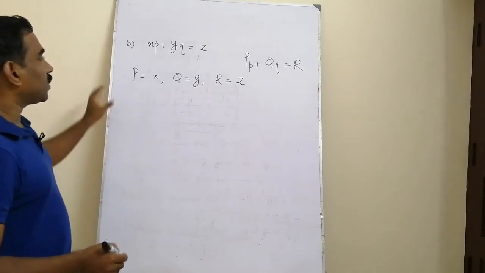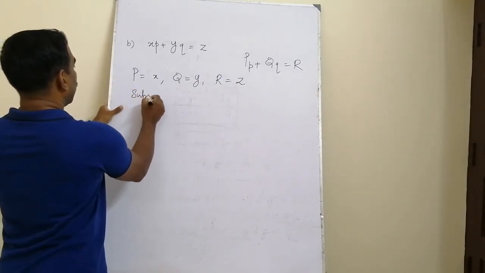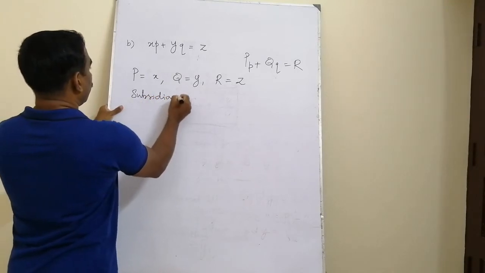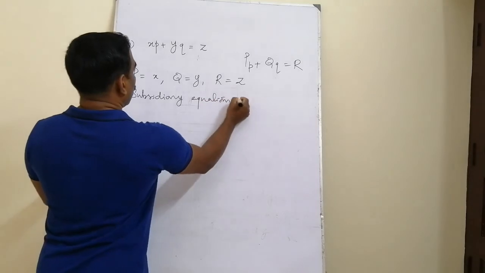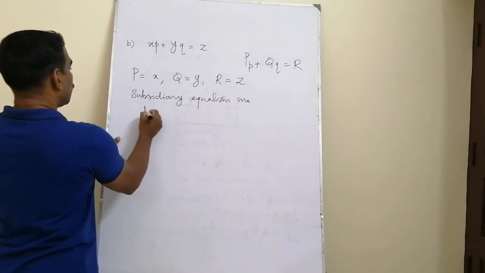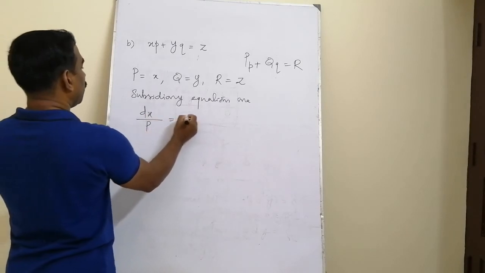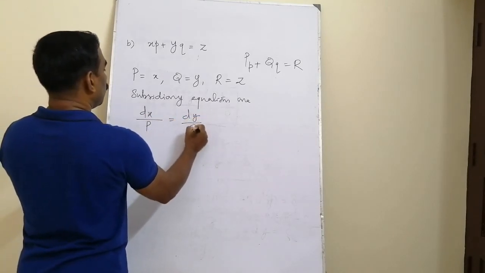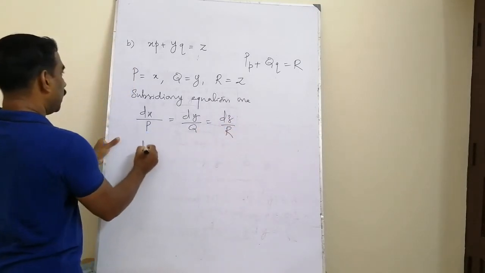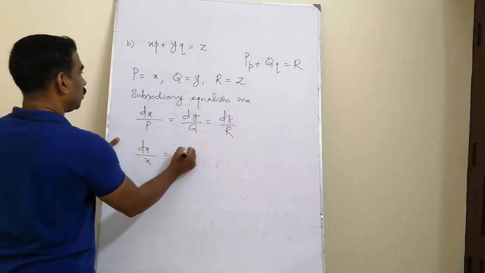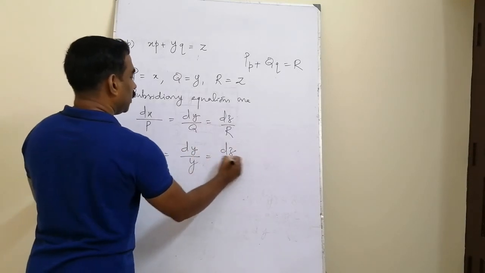And for solving this differential equation, we require the subsidiary equations. The Lagrange subsidiary equations are dx by P is equal to dy by Q is equal to dz by R, that is dx by x is equal to dy by y is equal to dz by z.